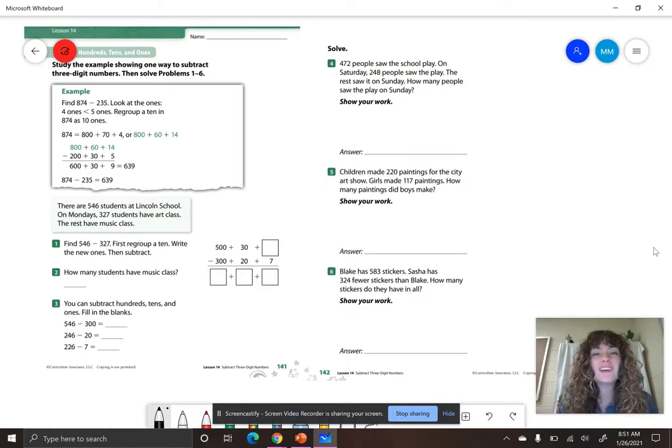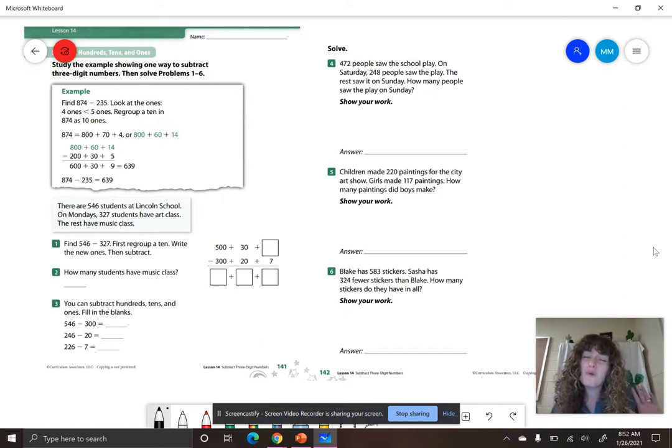So remember, we are now practicing in our practice and problem solving workbook. So go ahead and get your practice and problem solving book and open to page 141 and 142. All right. So yesterday we did some readjusting to subtracting with regrouping. So we are going to be subtracting with regrouping 3-digit numbers. So let's go ahead and start with number 1.